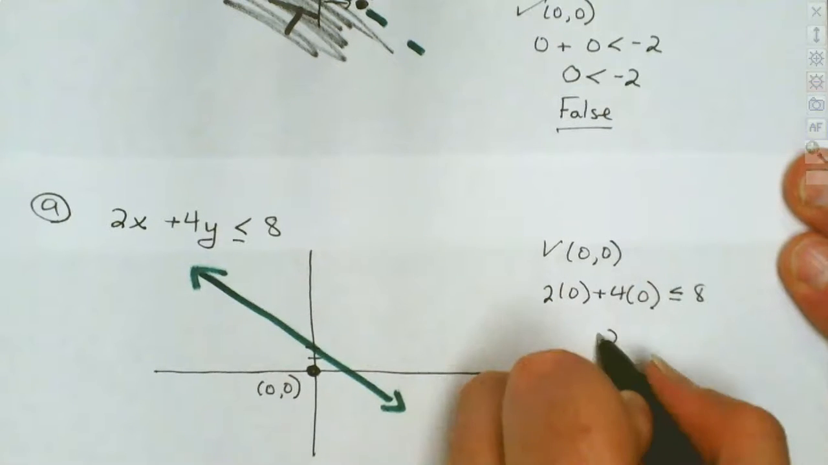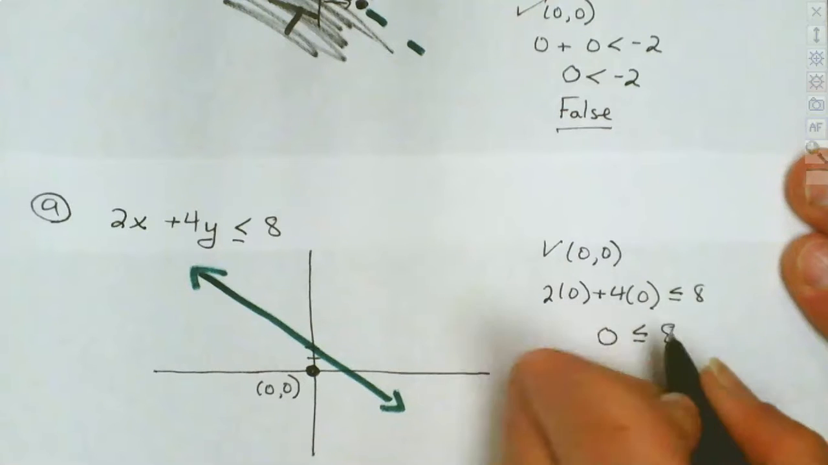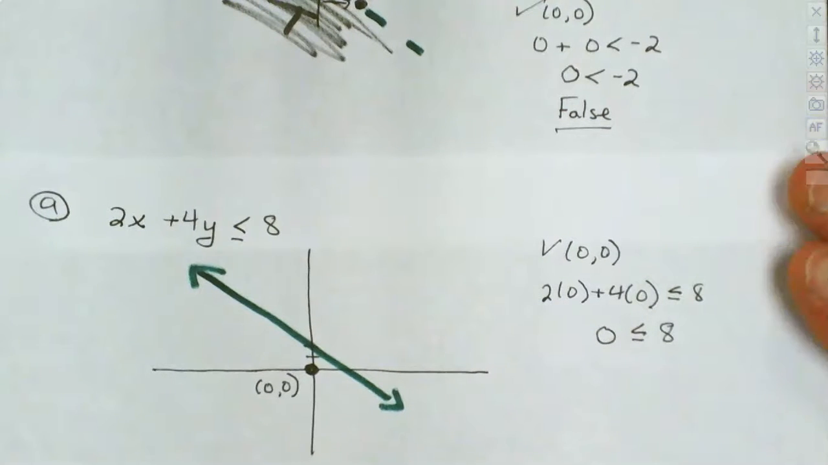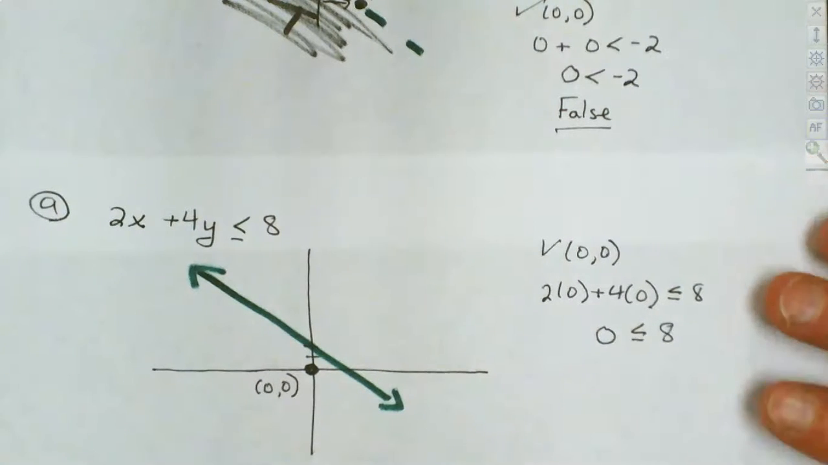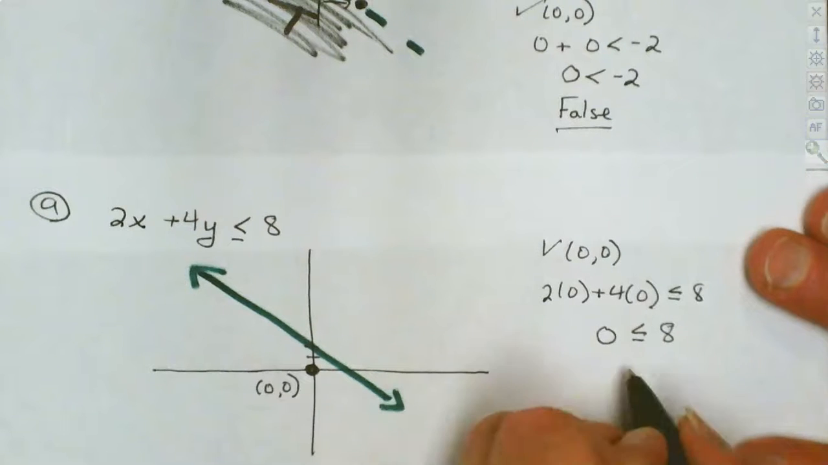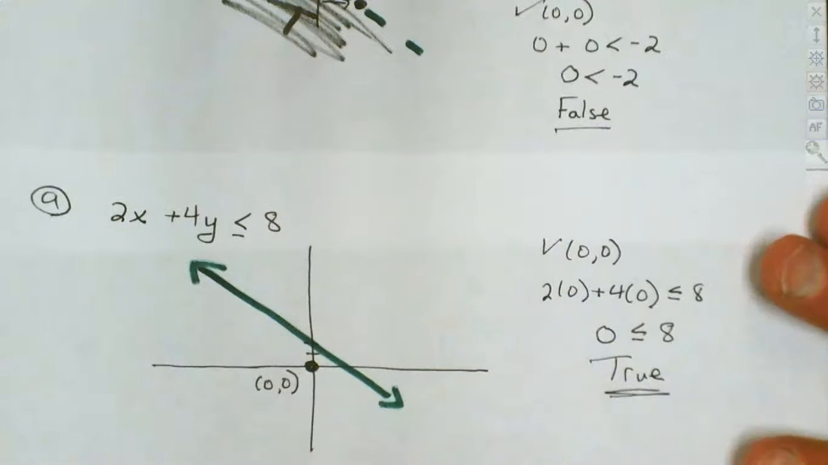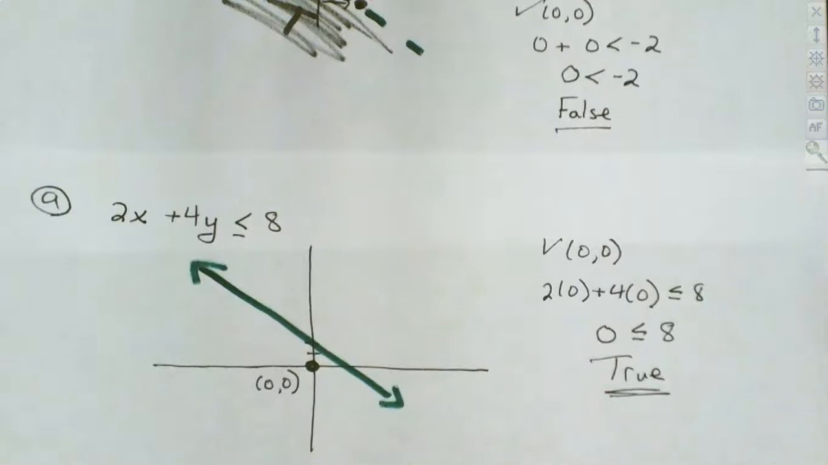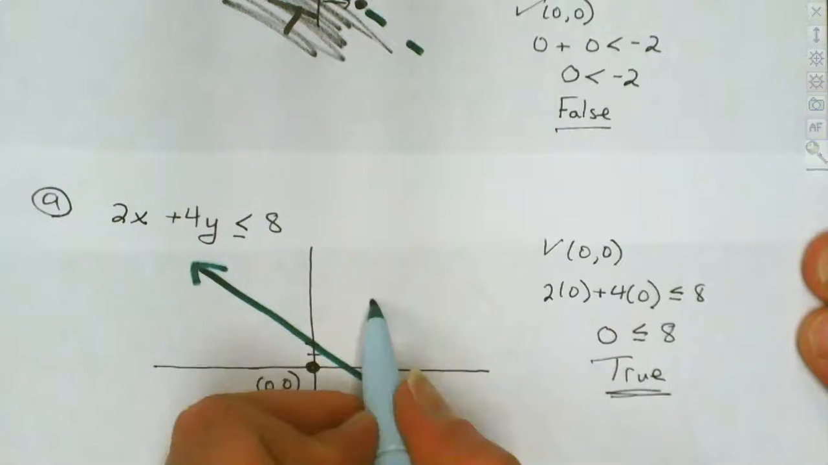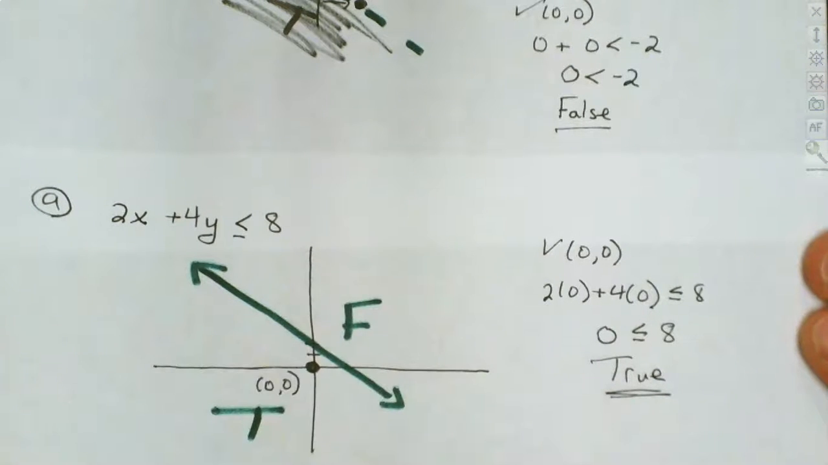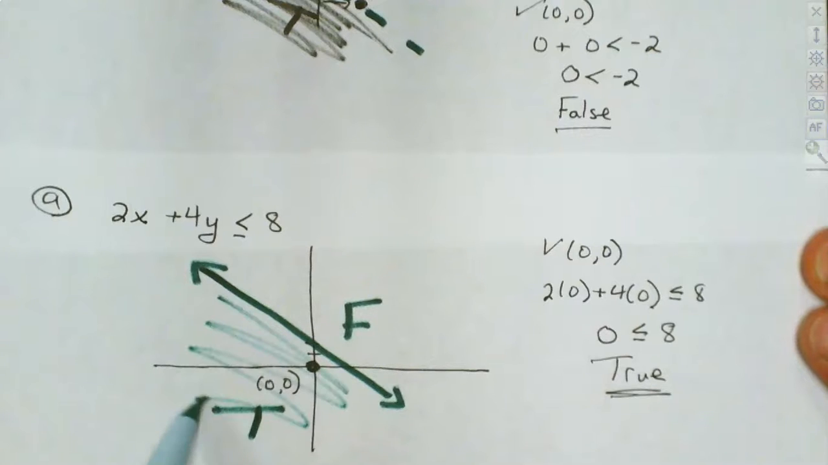That gives you 0 is smaller than 8. Well, is 0 smaller than 8? Yep, so that would make that then true. And so that means this half is true. This half is false. Where do we shade? The true side, so we'll be shading below.